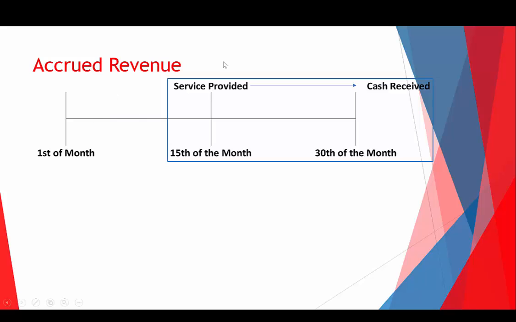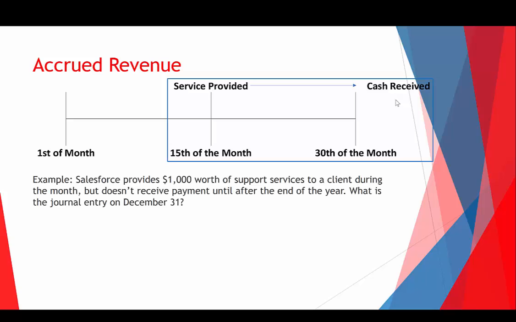So just as an example up here, our service is going to be provided sometime before cash is received. That's why we brought this into this slide here. So you see the service is going to be provided, and then as a business, we are going to receive the cash later. And we taught them in lesson 3 that you record revenue at the time you deliver goods or perform the service, not when cash is received. So that's why this distinction is important. All right. So the example we use: Salesforce provides $1,000 worth of support services, so customer relationship management services, to a client during the month, but they don't receive payment until after the end of the year.